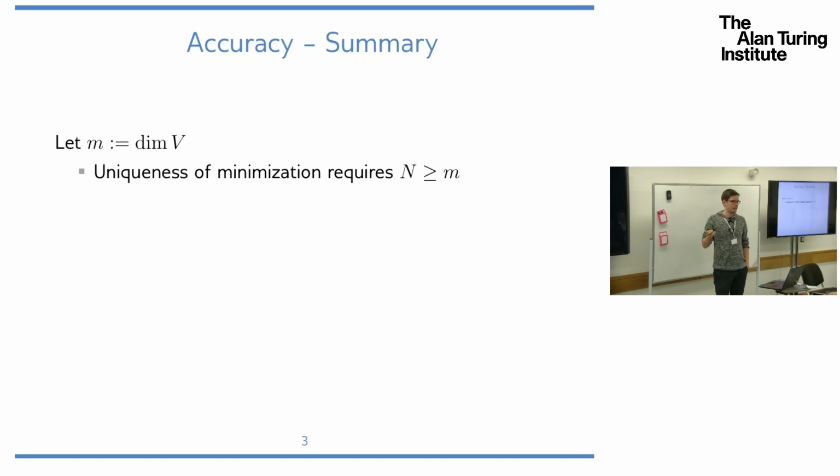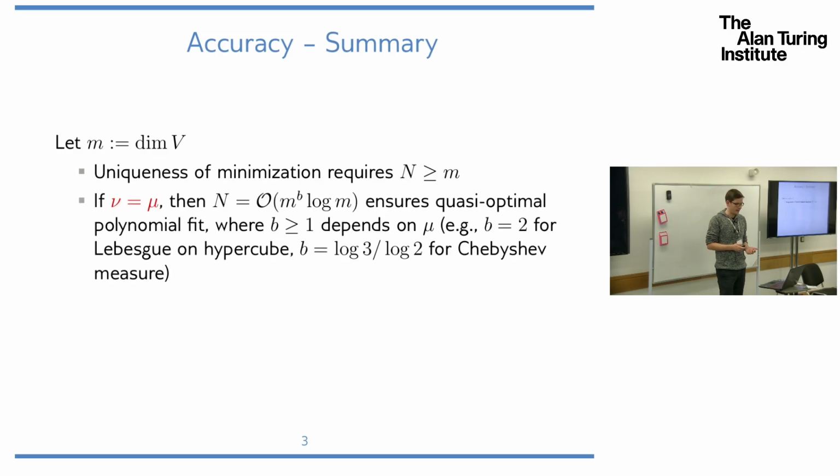The first one is simply, and you can prove this using simple linear algebra, that to even have a unique minimizer of this least squares problem, you need at least as many samples as the dimension of the polynomial subspace. Then the next result was that if you use the underlying probability measure to generate your samples, then usually you need a power of the dimension of the polynomial subspace to ensure quasi-optimal polynomial fits. And this power is usually larger than 1. For example, for the high-dimensional Lebesgue measure, it's equal to 2. For the Chebyshev measure, it's somewhere between 1 and 2, and so on.